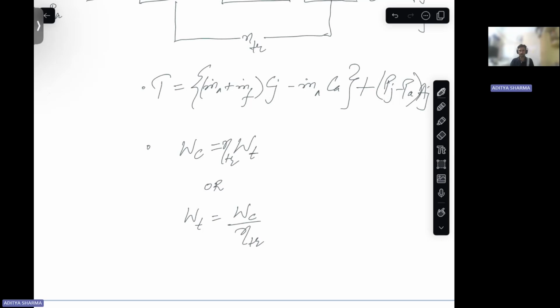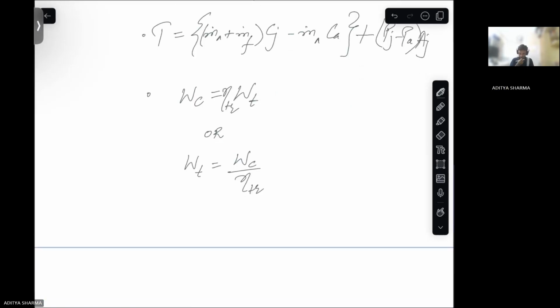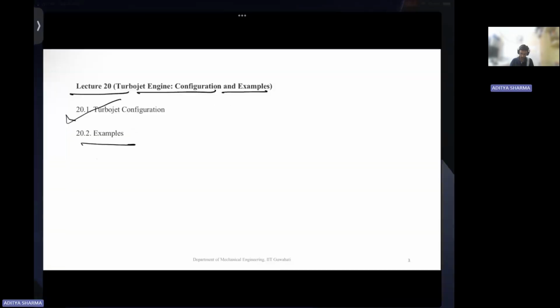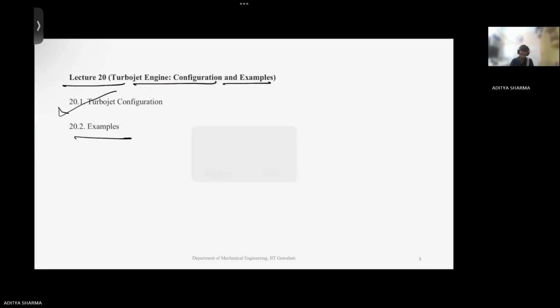Right. So this is about your turbojet engine. Then there are two numerical questions that have been discussed in lecture number 20. For us, the discussion on turbojet engine is up to this point only. And now we will see the questions.